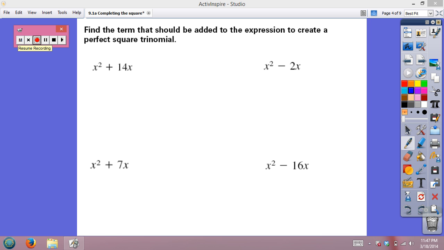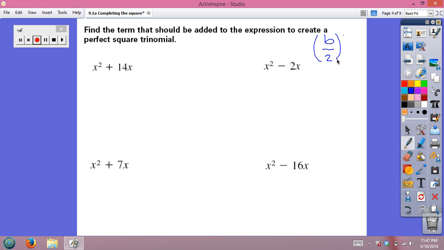So the first thing we're going to do is practice the b over 2 squared. So this says to find the term that should be added to the expression to create a perfect square trinomial. So remember, our formula is b over 2 squared. So our b value in this is positive 14. So plugging that into our equation, we get 14 over 2 squared. We know that 14 divided by 2 is 7. 7 squared is 49.